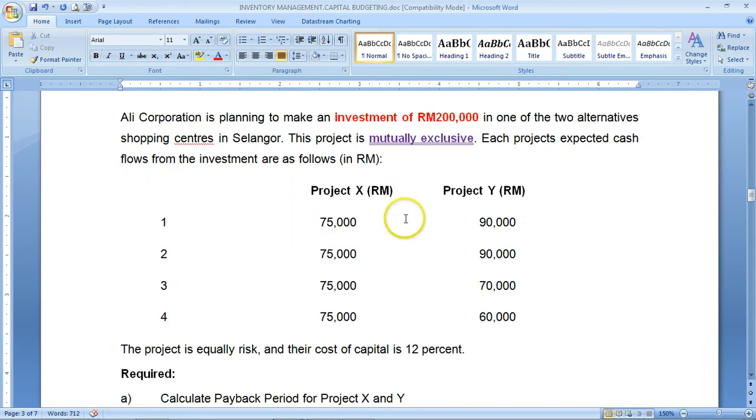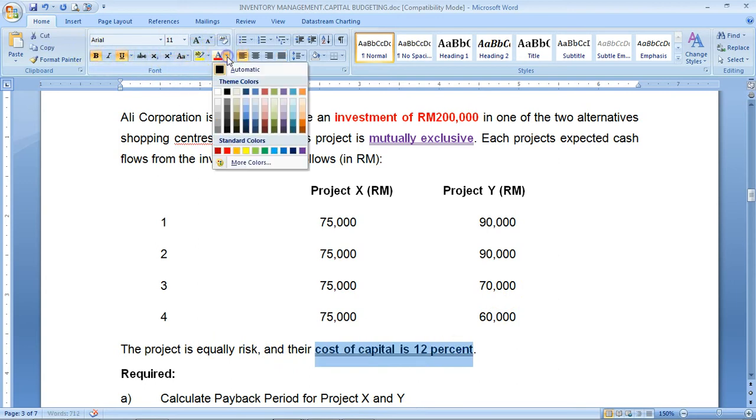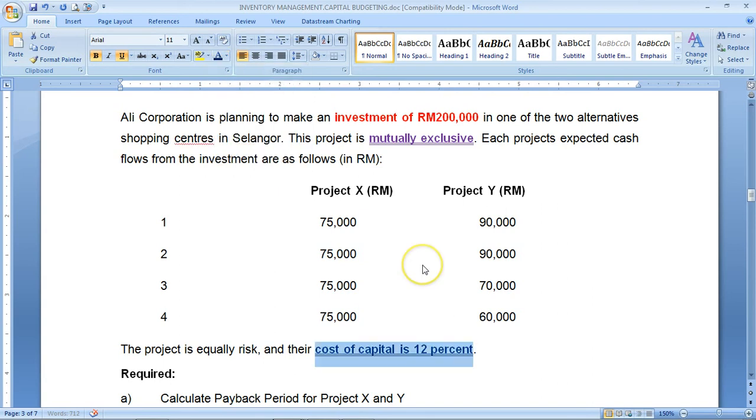Now these are the projects. This is your cash flow, the cash inflow or return from the projects that you will get from project X and project Y. For project X, year 1 is 75,000, and years 2, 3 and 4 are a constant cash flow. However, project Y has 90,000, 90,000, 70,000 and 60,000, and your cost of capital is 12%. This is very important. Why do you need to know your cost of capital? It will be used in your table for net present value later.